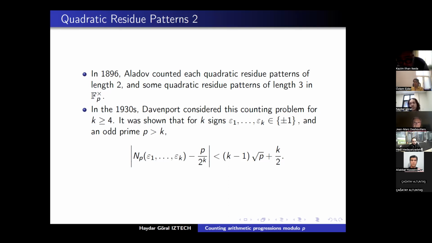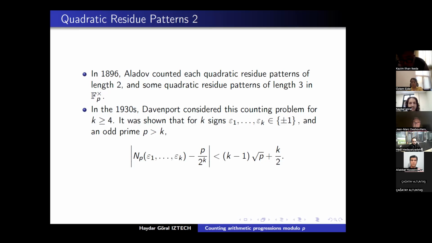And if you consider two elements, your expectation, for example a and a plus 1 both being quadratic residues, is p over 4. And so this is your main term, and this is your error term. You see in the error term, there is square root of p, and the coefficient of the square root of p is k minus 1. So the main term is fixed, but maybe you can make your error term smaller. So this is what we thought in order to study this problem.